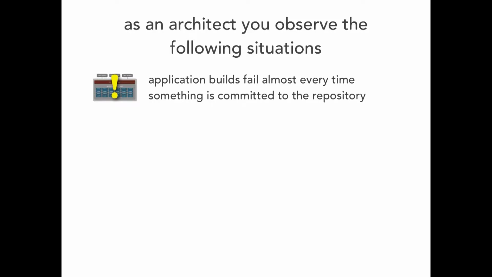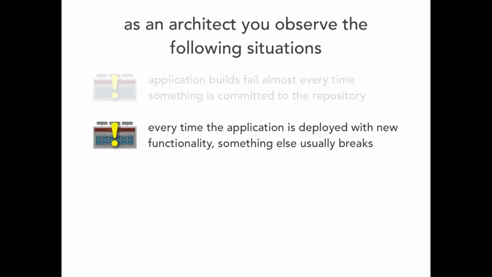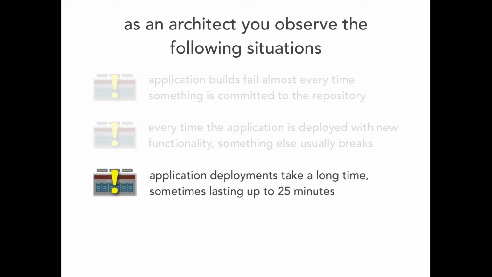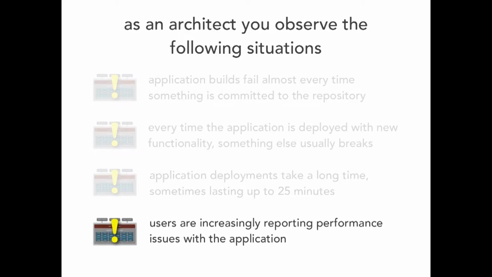For example, the application builds fail almost every time something is committed to the repository. And this, by the way, didn't used to happen before. Every time the application is deployed with new functionality, something else usually seems to break. You also start observing as the architect that application deployments seem to be taking a long time, lasting up to 25 minutes. And lastly, you're noticing an increase in performance issues reported by the users with the application.